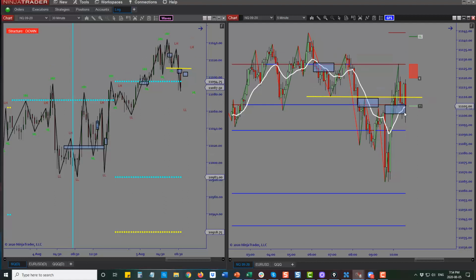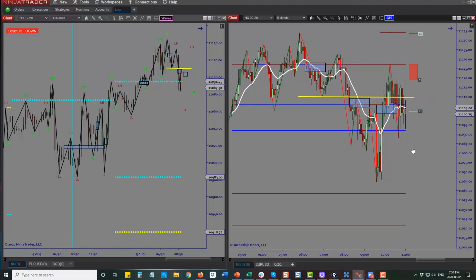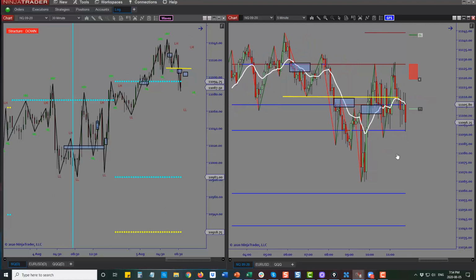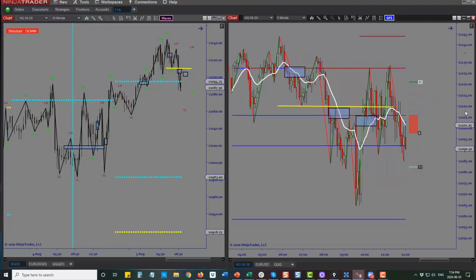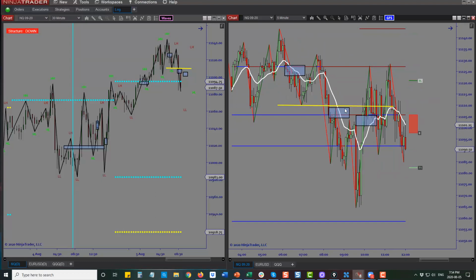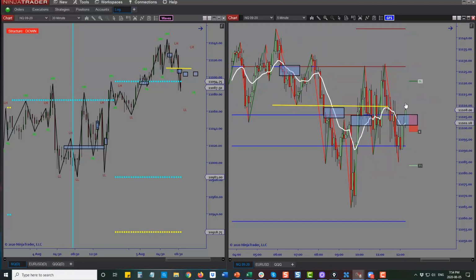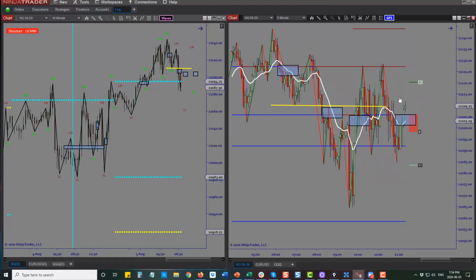Okay. And I would not trade the longs here. I would wait for them to break back down again on the short side. Right here. There's the entry. Where was the stop? Stop was here.